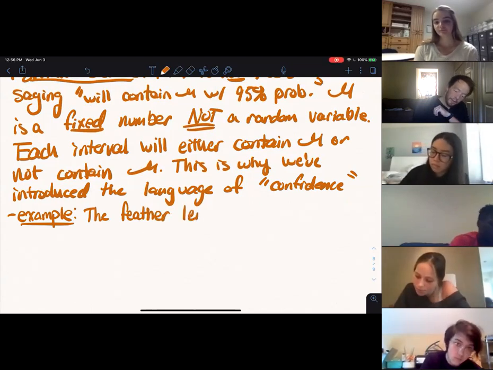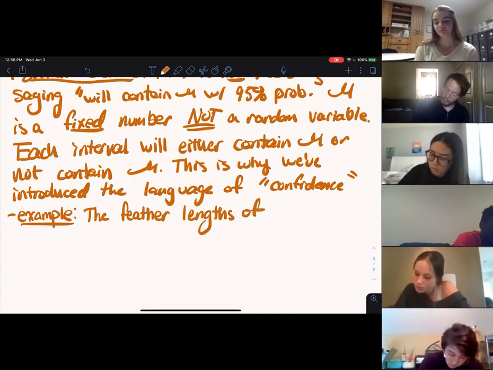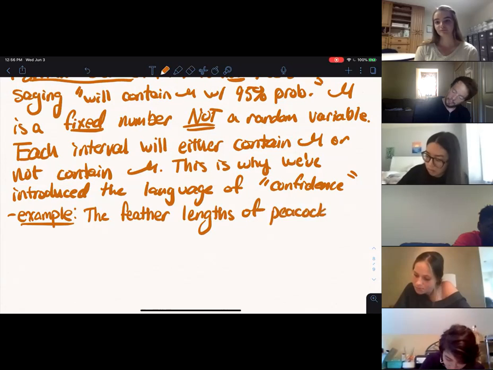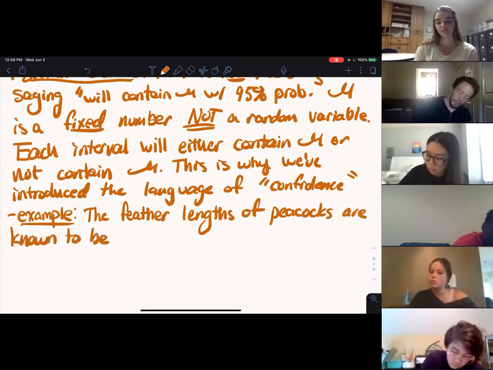The feather lengths of peacocks are known to be distributed normally.